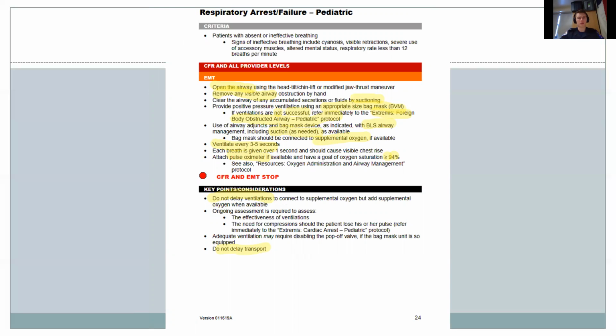In the protocols, it recommends that we attach a pulse ox to the patient and monitor to keep the patient above a 94% O2 level. You can do this for an adult, however, it is in the protocols for pediatric. Same key points. Don't delay ventilations, don't delay transport.